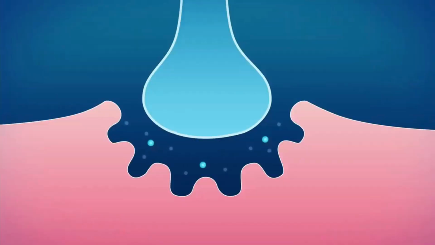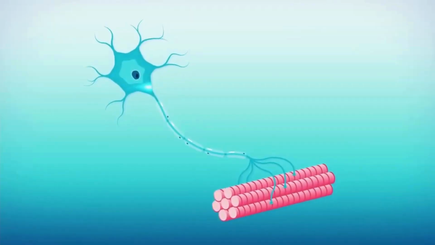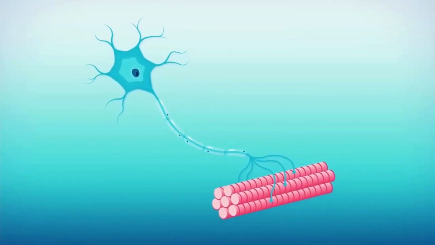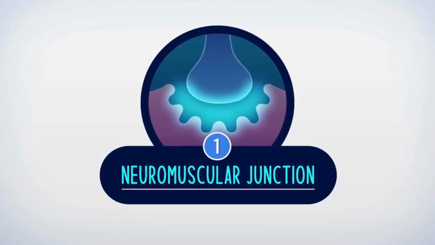This covers the primary function of the neuromuscular junction and how an action potential generated by a neuron results in a muscle contraction.